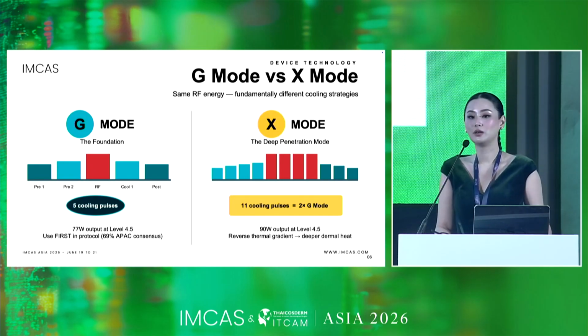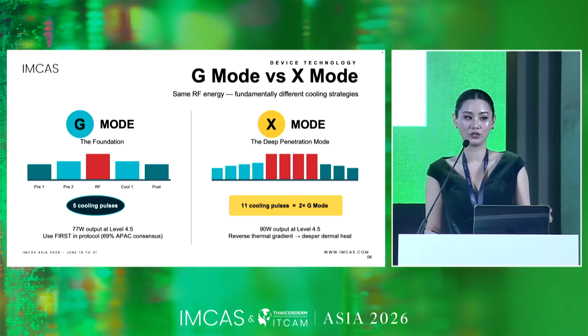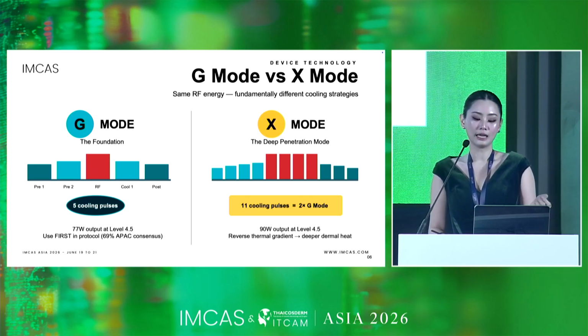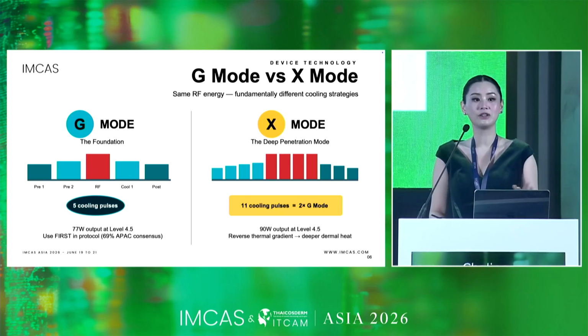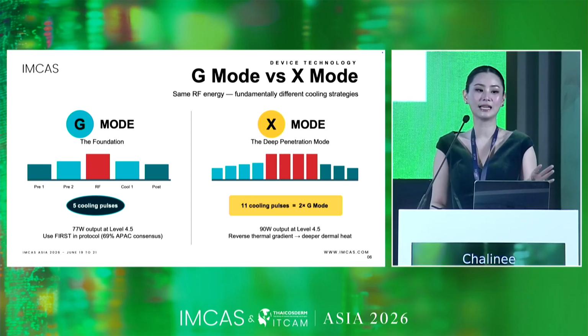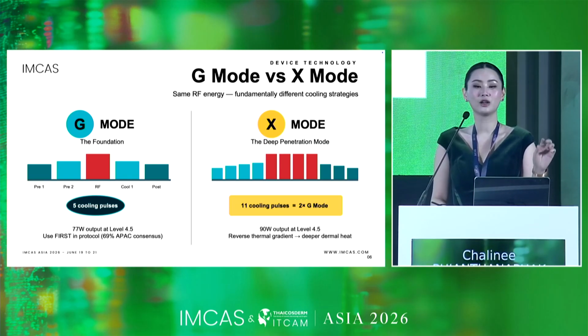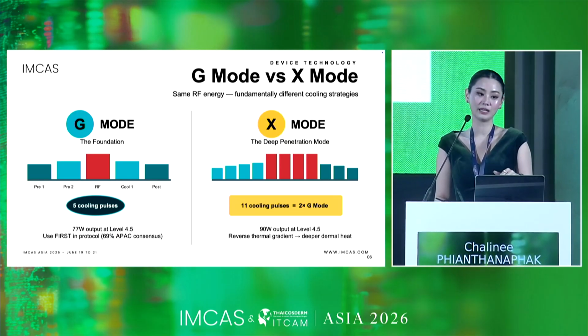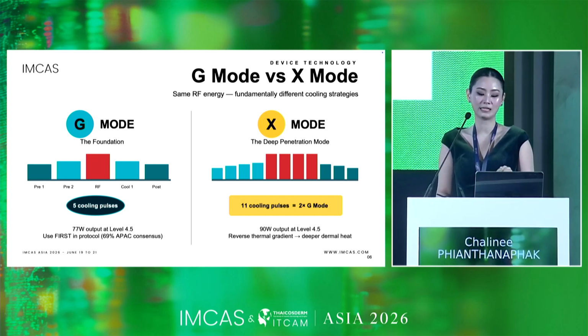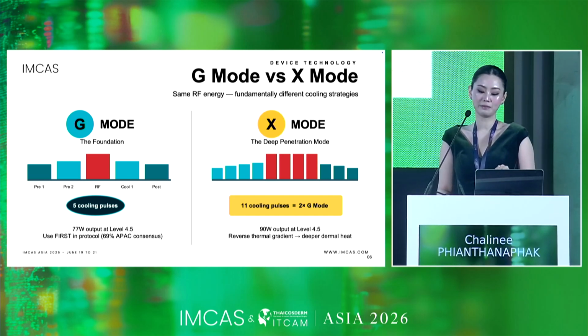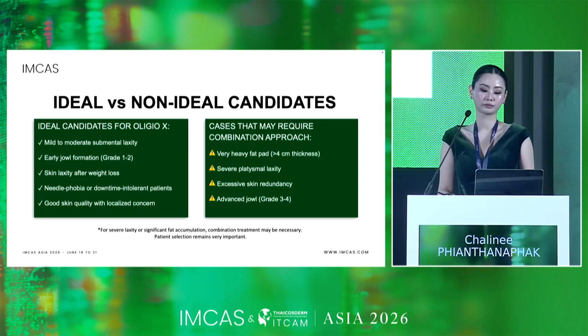And as we know, Oligio X has two modes, G and X mode, which are quite different. G mode provides superficial heating, so it targets the skin layer. It causes skin tightening and skin quality improvement. And X mode can target the deeper tissue layer, so it can reduce fat more effectively. This allows treatment to be tailored according to patient needs.